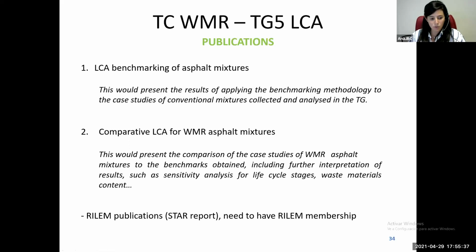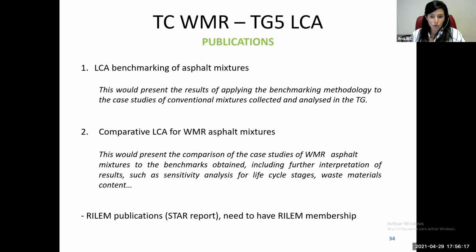Yeah, well, we said that we were going to talk about publications a little bit, so I just dropped here a couple of ideas. I see two things as outputs of the exercise. One is the LCA benchmarking of conventional asphalt mixtures. So I'm not saying this is a publication itself. We have to see, of course, the data and how everything evolves. But this would be presenting the results of applying the benchmarking methodology to the case studies that we receive in the TG for conventional mixtures, so mixtures not containing waste and secondary materials.